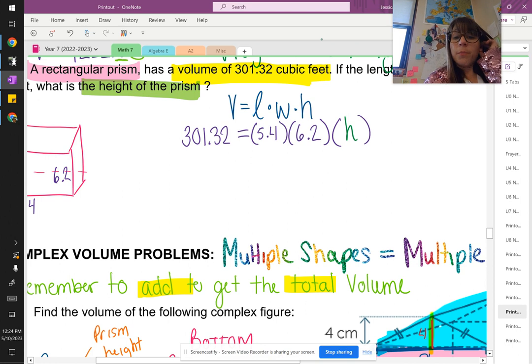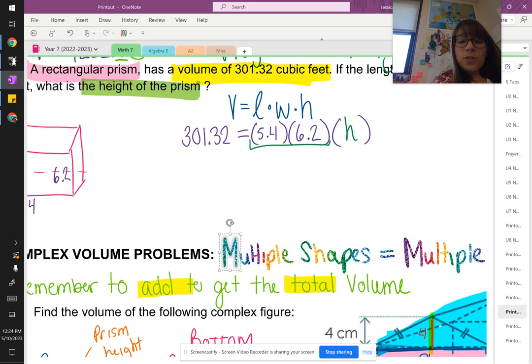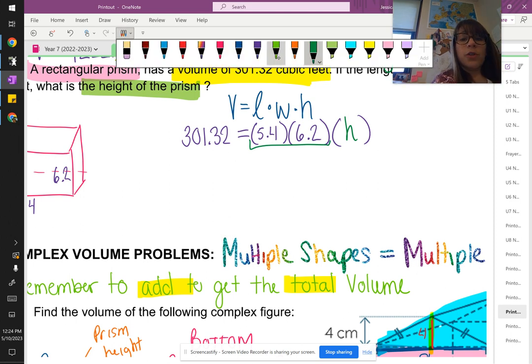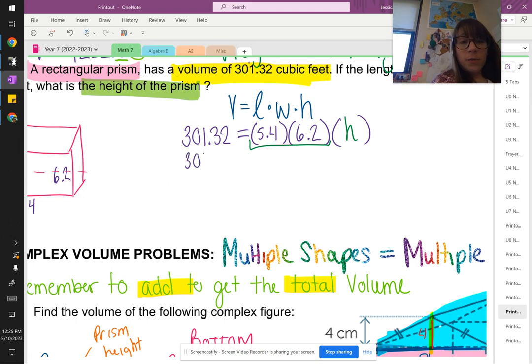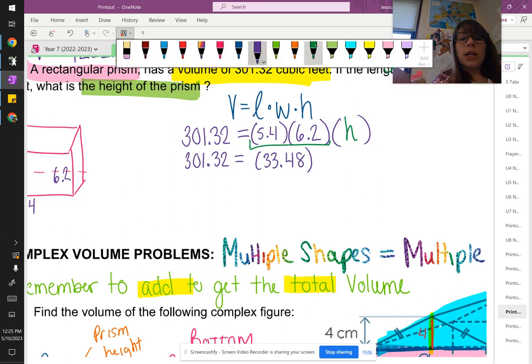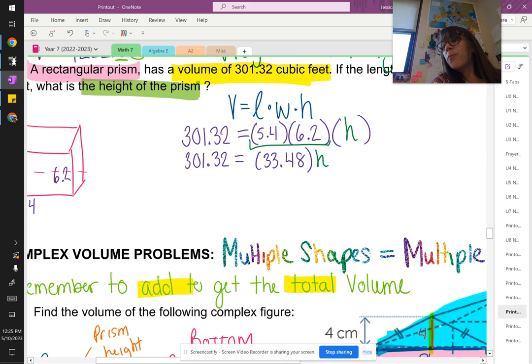You can start by dividing both sides by the 5.4 and then the 6.2 in any order, doesn't matter. But many of us recognize to do that multiplication first, and that is not wrong. Either way will get you the right answer. 5.4 times the 6.2 leaves us with 33.48. And then I'm just going to carry down that times height.